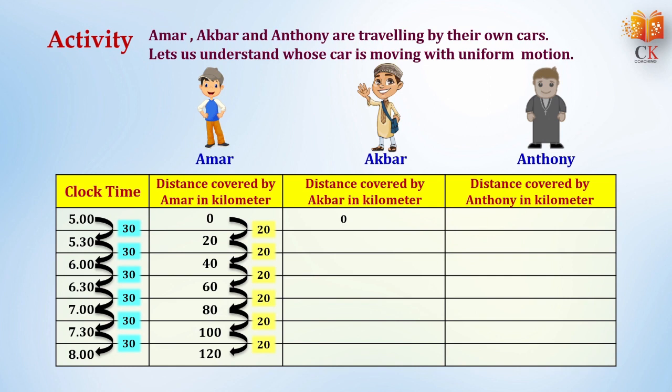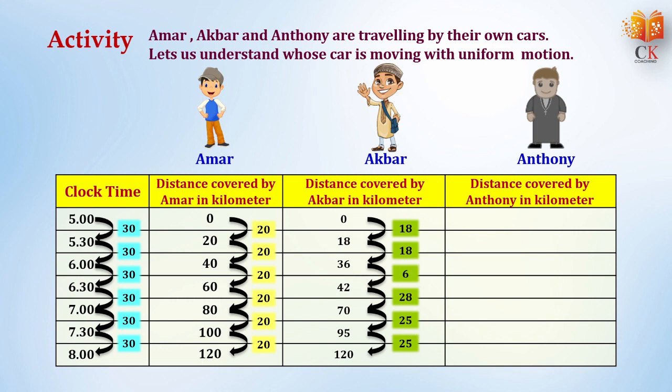If we talk about Akbar's car, it covered 0 km, then 18, then 36, then 42, then 70, 95 and 120. Clearly we can see that the distances are unequal. Sometimes it's 18, 18, 6, 28, 25 and 25. We will not consider these to be equal distances, although the time intervals are equal. Henceforth Akbar's car is under a non-uniform motion.